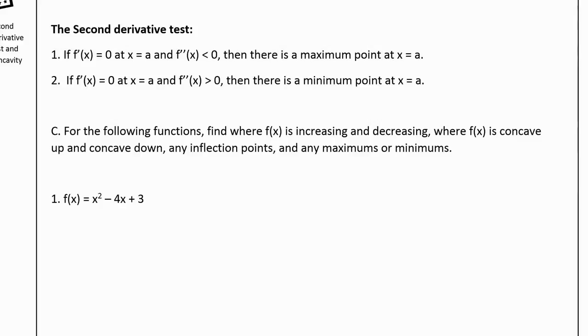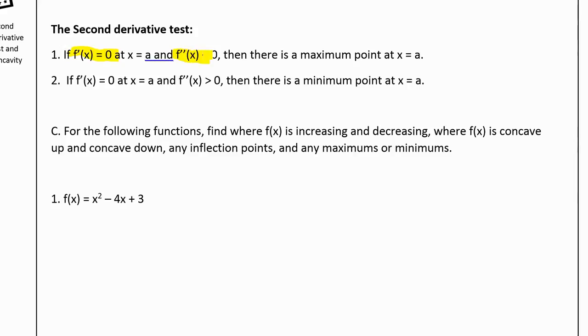Now we're going to look at the second derivative test, which gives us another way to determine where we have a maximum or a minimum. So remember, our maximums and minimums occur when the derivative is 0. So both of these assume that you've got a point where the derivative is equal to 0. Now by looking at the second derivative, we can decide if it's a minimum or a maximum.